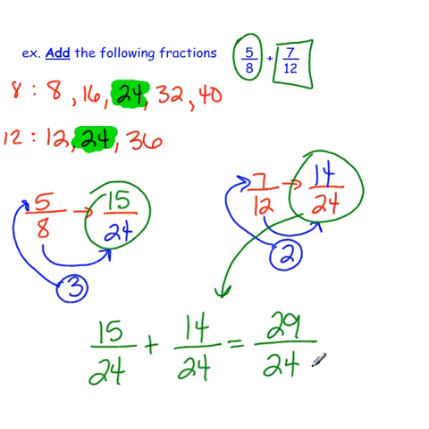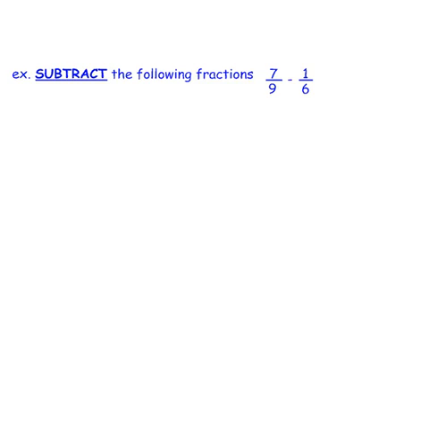And let's check. Can we reduce this down? Is there a number that will go into 29 and 24? I can't think of one. So we are in our lowest terms. And you can leave it as an improper fraction. We like improper fractions. Just make sure that it is reduced into lowest terms. All right, let's do one more example before we call it quits.